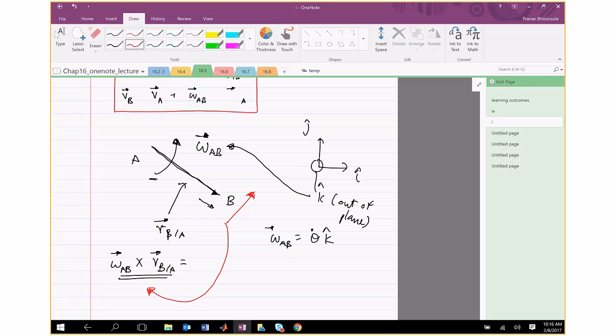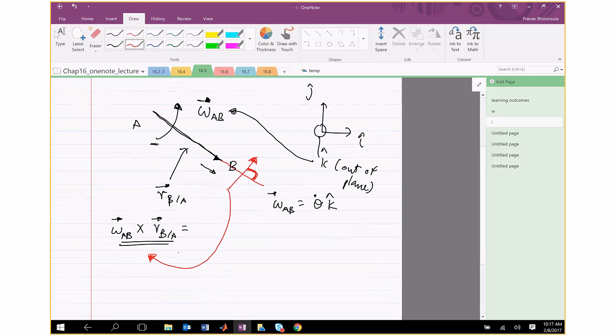You just have to know that when you curl the fingers, this is always going to be 90 degrees to this. So this vector omega cross RB with respect to A is at a right angle to RB with respect to A. But besides the right angle, you need to know the direction. It could be pointing that way or it could be pointing this way. The way to get the direction is to look at how omega AB moves. Omega AB moves in the upward direction, so this vector should be in the upward direction.